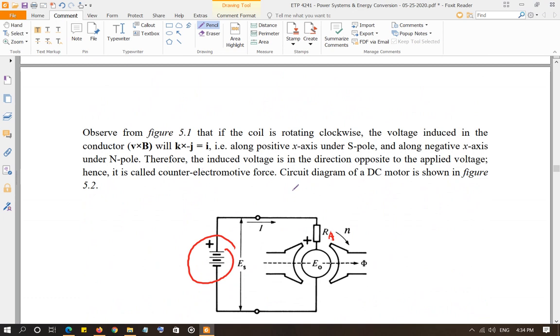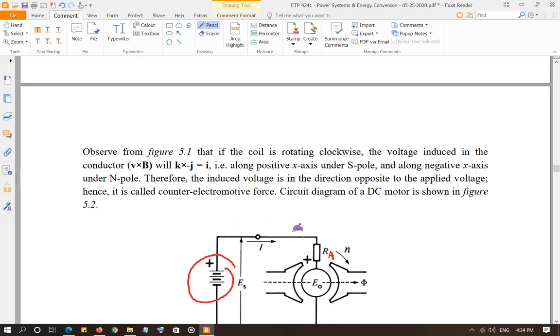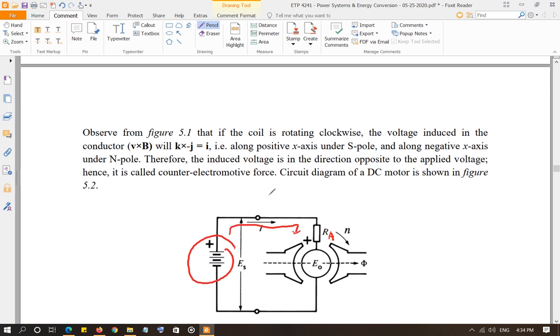That voltage is called counter electromotive force, CEMF. And why is it called counter? Because the direction of the voltage is such that it is opposite to the direction of the source voltage. So both of these, as you can see, both are positive, so they are cancelling each other. If you go in this loop basically and you calculate, the current is going to be Es minus E naught over R.